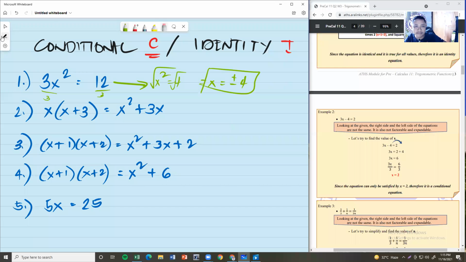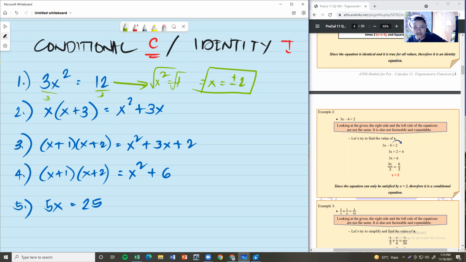Thank you. Yan, thank you for that. That's square root pala ng 4. Ngayon ko lang nalaman. Positive and negative 2. Very good. Thank you for that. It's 2. Conditional or identity?